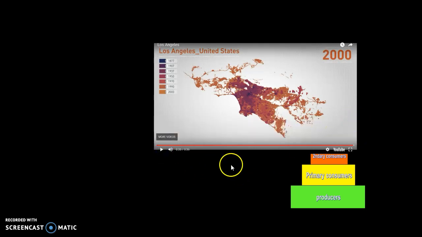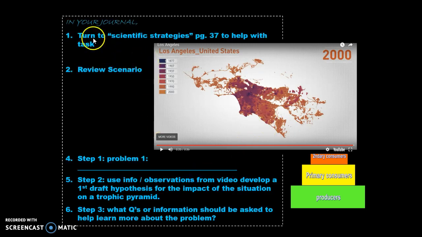So, as we've seen from the 1800s to 2000, we saw an expansion of population for the LA area. Not surprising, we know LA is busy now, but you can see historically how populations have grown over the years. This next task asks us to, in our journal, turn to scientific strategies on page 37 to help with the task below. So it says review scenario.